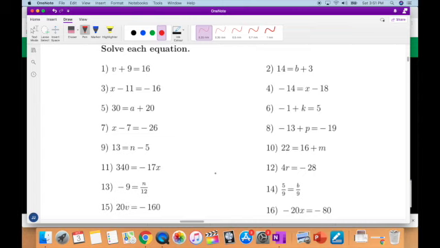Number 12. Okay, number 12. What else? Oh gosh, now the easiest one? Jeez, come on. What else? 13? 13? 15? 14? 14? 16? 11?